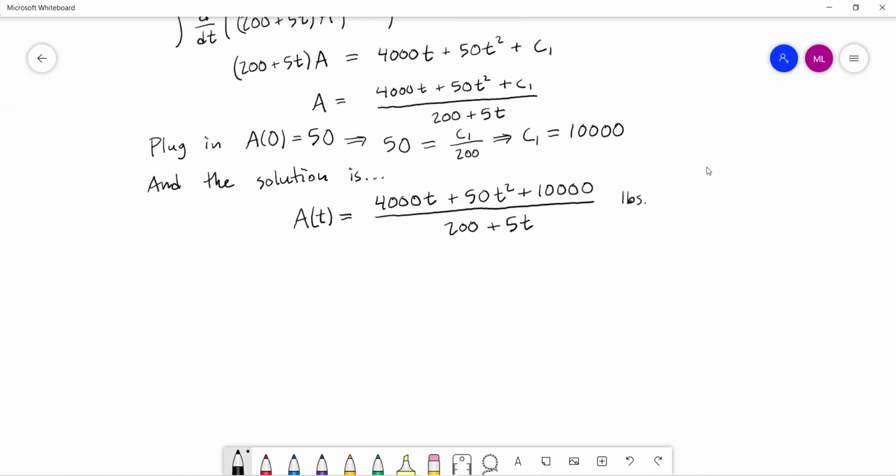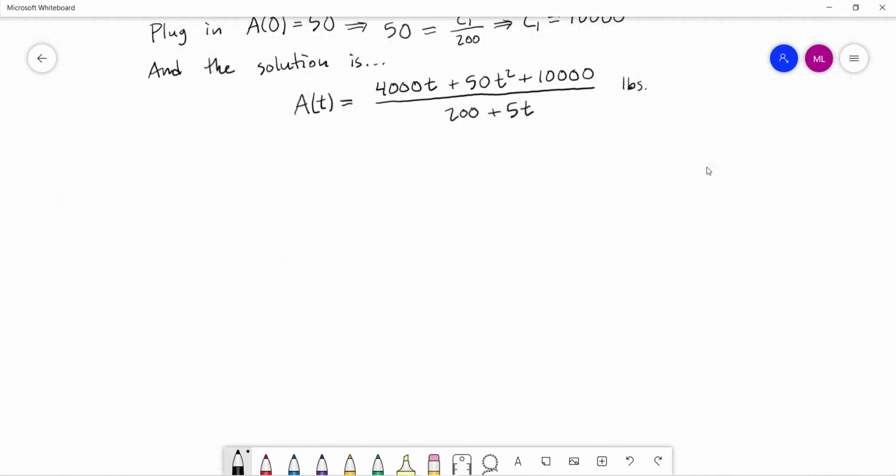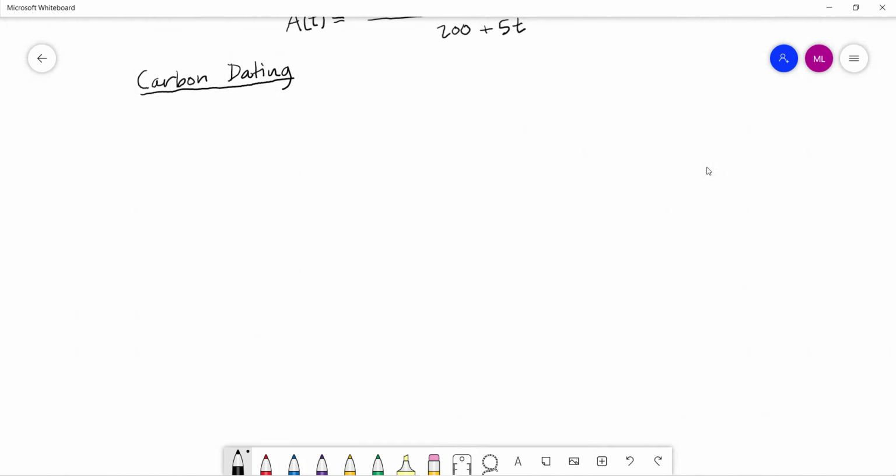let's do one very last example. And that is an example of a model that we didn't actually do before, but just so you can see it now, carbon dating. Which should be like a Tinder for nerds or something like that.